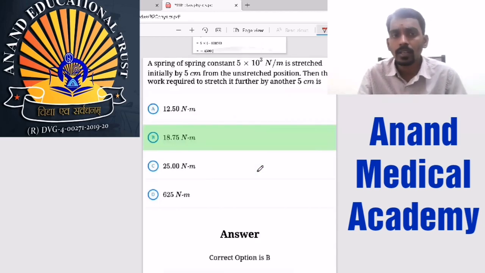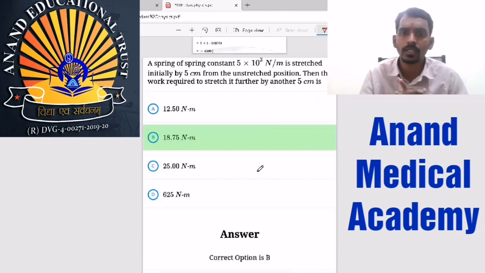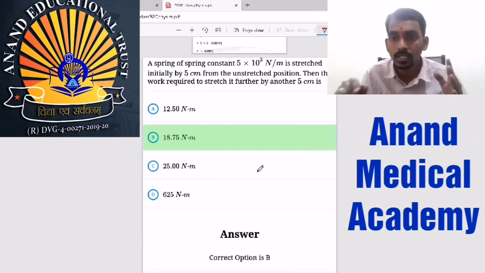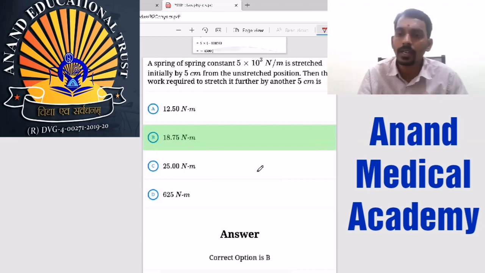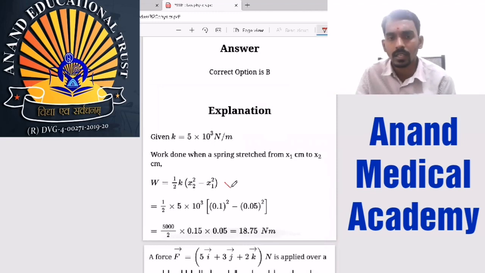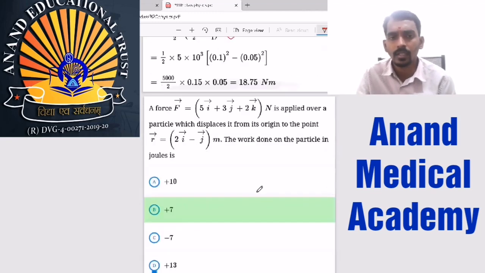Now here, one more important topic is spring constant. So work done in stretching or compressing a spring, or the elastic potential energy stored in the spring, based questions also will come. Simple formula based questions, like minus half k x square, or minus half k (x2 square minus x1 square). x2 is the final stretch, x1 is the initial stretch, or final and initial compression. So that is what they can also ask. Like here, the formula is there.